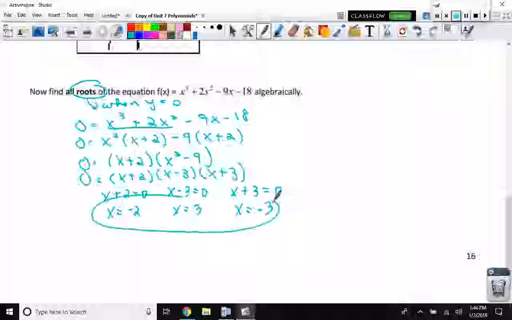Did I get the same solutions that I got up above? Yes, good to go. So I can look at a graph and I can get those solutions. I can do it algebraically and get those solutions. We aren't really using any techniques.